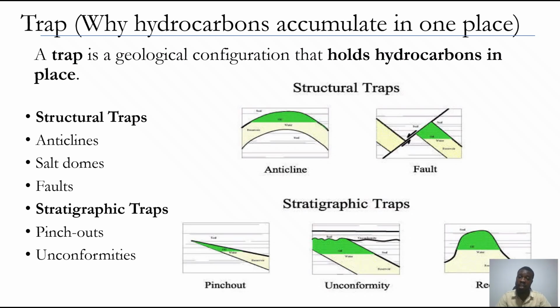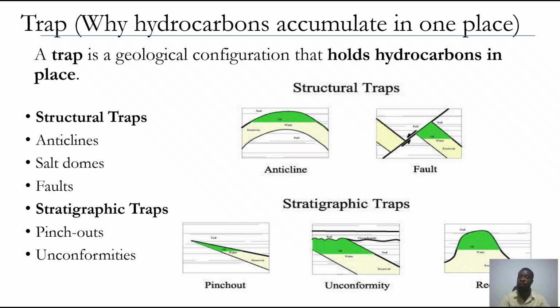If you look at the image, you can see the two different types of structural traps that we have. Now we have what we call the anticline. Now an anticline is basically a formation that has been bent because of compression. And so you have a formation that bends to form an anticline. And anticlines make very good traps.